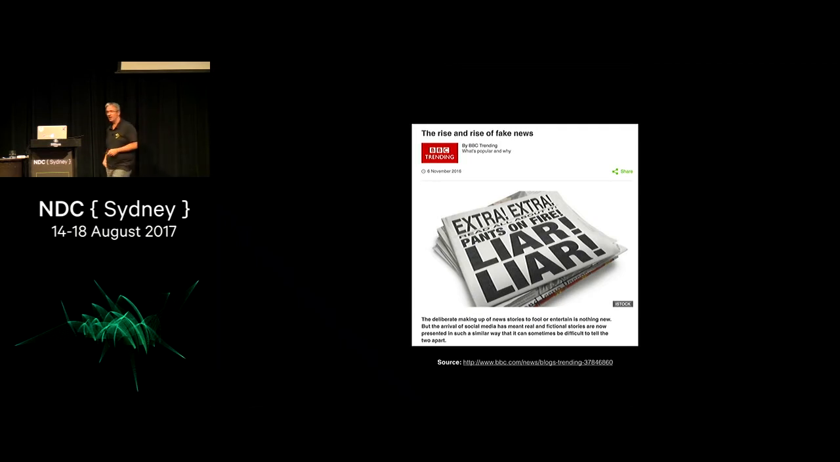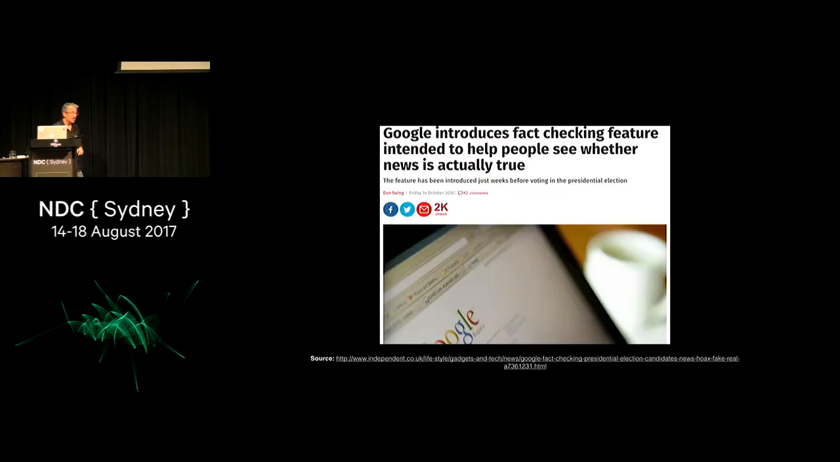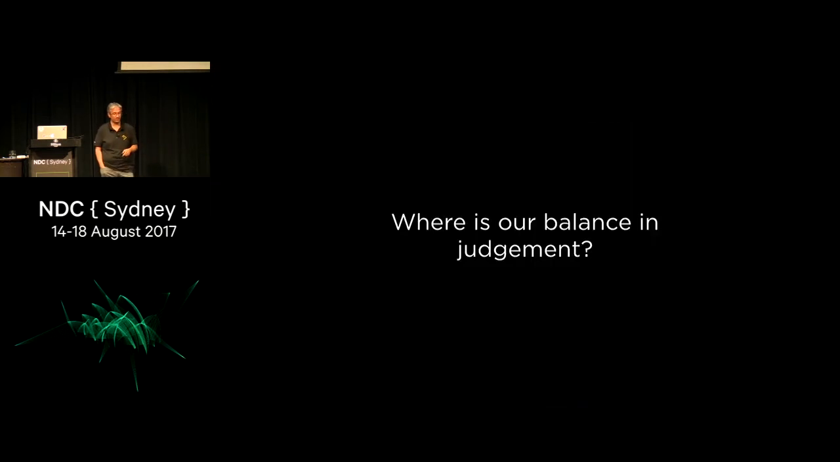And who really is in control? And then, of course, there's all this thing around fake news, right? The rise of fake news. Now, we know that fake news is fake, or is it really not fake? We don't know if it's fake. But apparently, Google is introducing a fact-checking feature intended to help people see whether news is actually true. Now, this is not bad. This is actually good. This can be a good thing. But then again, it goes back to who behind this is deciding what is true and what is wrong. Because even if it is an algorithm, it's being written by someone. And we'll see that that actually is a big problem.